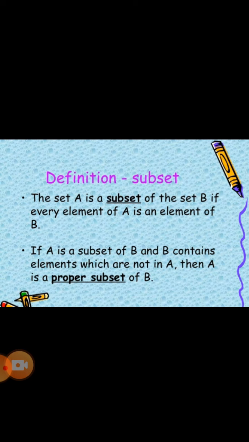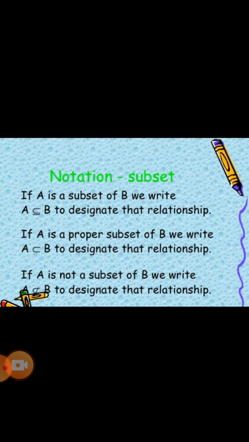Next we discuss subsets. Here we have the definition of a subset. A set A is a subset of B if every element of A is an element of B. If A is a subset of B and B contains elements which are not in A, then A is a proper subset of B. Here we have the set notation of subsets. If A is a subset of B, we write A ⊆ B to designate that relationship. If A is a proper subset of B, we write A ⊂ B to designate that relationship.